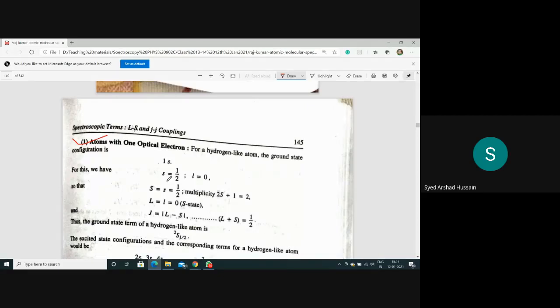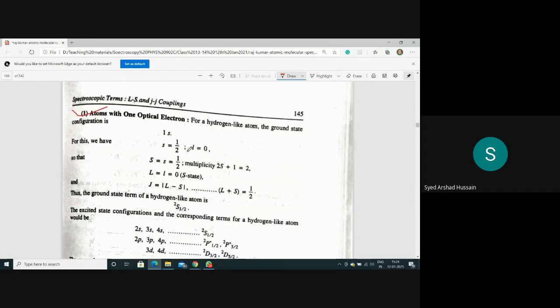So let us see atoms with one optically active electron, for example, hydrogen-like systems. In that case, the electron is 1s, meaning 1s1. So small s is equal to half, L is equal to 0. So capital S is again half, so multiplicity 2, and capital L is equal to 0, because this is an S state. So J is equal to L plus S, meaning half plus 0, or half minus 0, that is half.